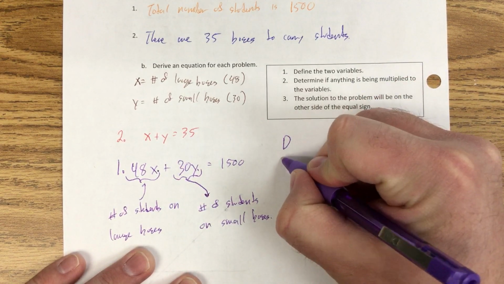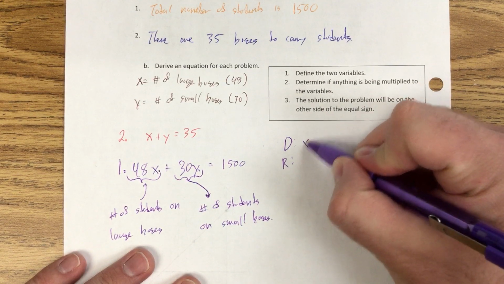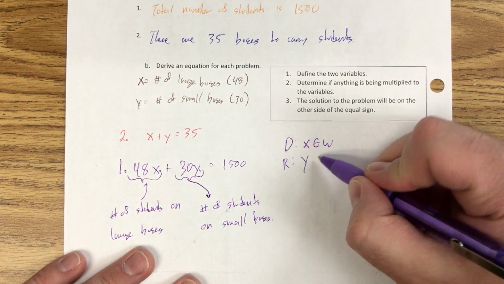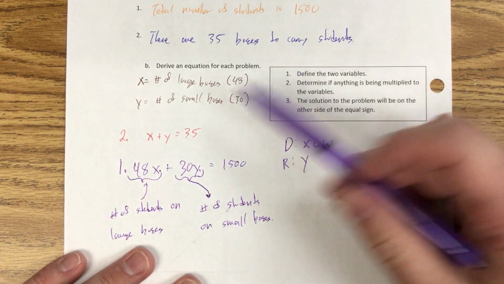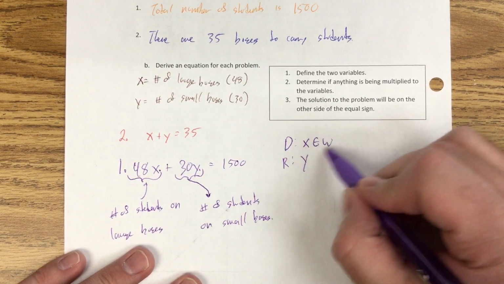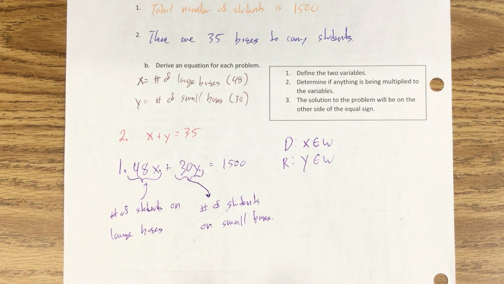Now we can again do domain and range as well. We're dealing with people, so we can't have negatives and we can't have decimals, so we're going to use whole numbers. And for the number of buses, X and Y, we have whole numbers, and for range you also have whole numbers as well.